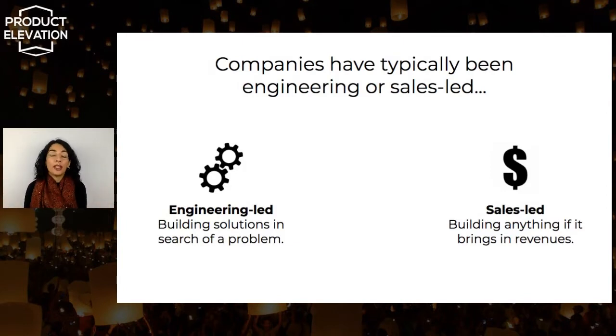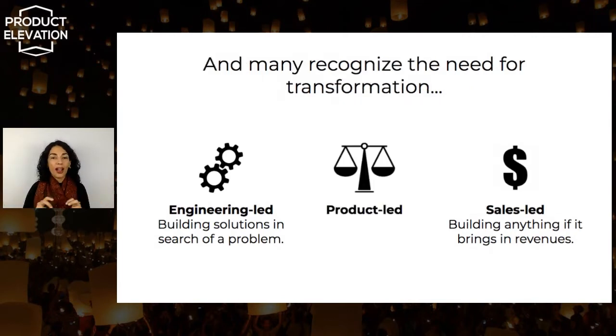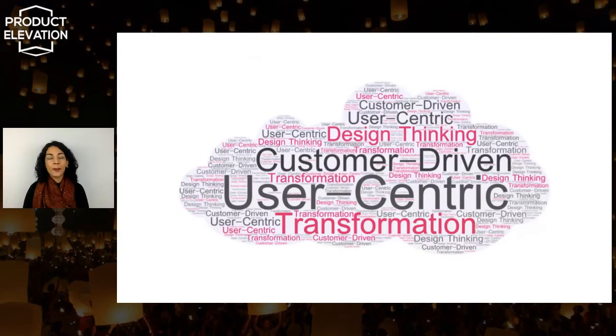Originally, most companies were either engineering led or they were sales led. If you're engineering led, that typically meant you're building solutions in search of a problem. And if you're sales led, that meant anything goes as long as it brings in revenues. Just build whatever brings in revenues. And companies realized that what they needed was a balance between these two. You couldn't be engineering led or sales led. And that's why product led transformation came along, because we need to find this balance between engineering and sales led.